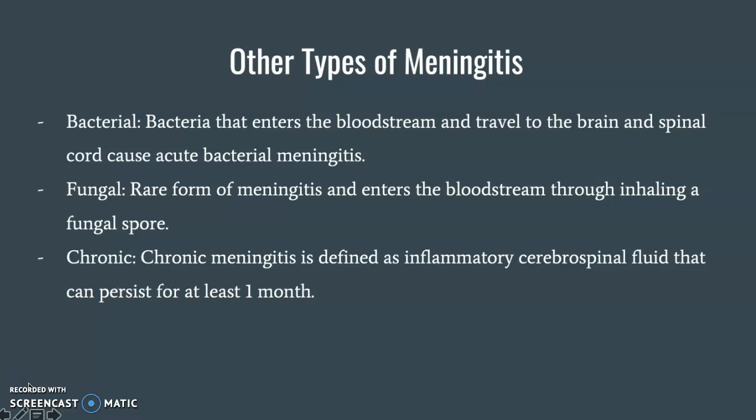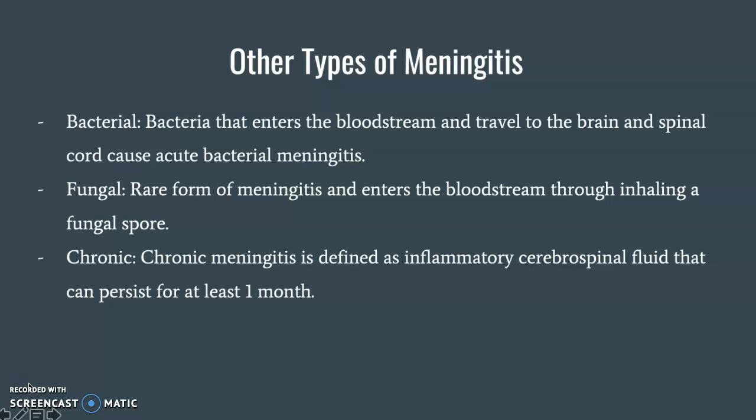Chronic. Chronic meningitis is defined as inflammatory cerebrospinal fluid that can persist for at least 1 month. Chronic meningitis can be divided into 3 categories: infectious, inflammatory, and neoplastic, also known as a brain tumor. To be diagnosed with chronic meningitis, it first requires a detailed patient history, including travel history, potential exposures, medications, and many more. From the history, the doctor will be able to pinpoint what category of chronic meningitis is being shown and will be able to build a treatment plan.